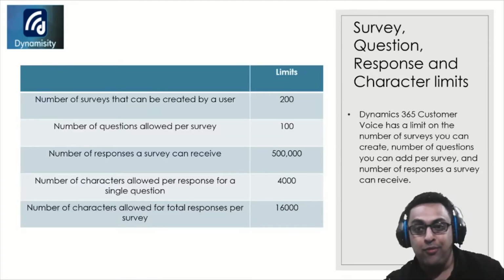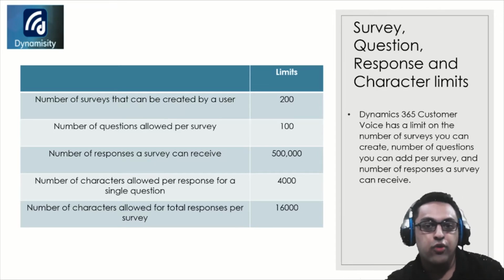For this one, I'm going to mark the date of publish for sure. On 25th of September 2020, this is what the current survey question, response, and character limits are. Number of surveys that a single user can create, 200. Number of questions allowed per survey, limited to 100. Number of responses a survey can receive, 500,000. Pretty large number, isn't it? Number of characters allowed per response to a single question, 4,000. Number of characters allowed for total responses per survey, 16,000.